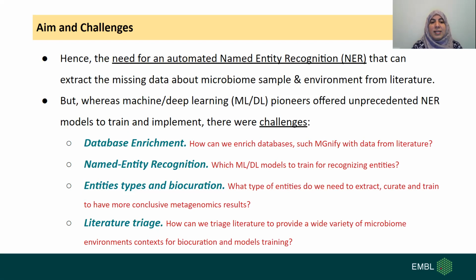The third challenge was entity types and biocuration. What kind of entities are we interested in? Which entities are essential for the metagenomic analysis? And the fourth challenge was literature triage. So if we manage to pick up the most efficient named entity recognition model, and if we manage to successfully define all the entity types, what kind of literature are we going to use for training and curation? Are we going to select literature that cover a couple of environments, or are we going to select literature that cover a wide variety of environments so that we can train a robust named entity recognition model?